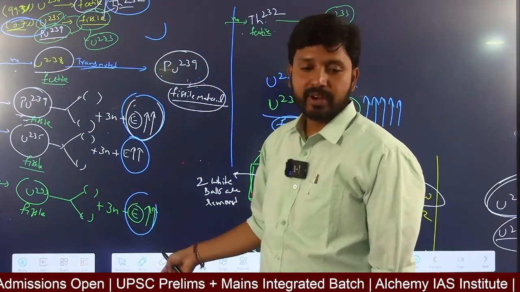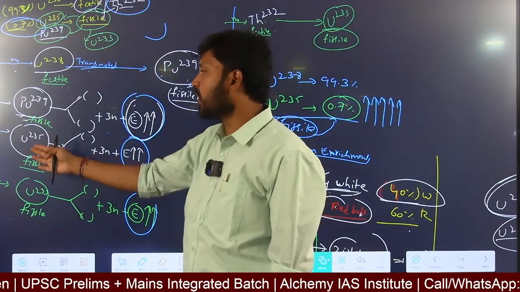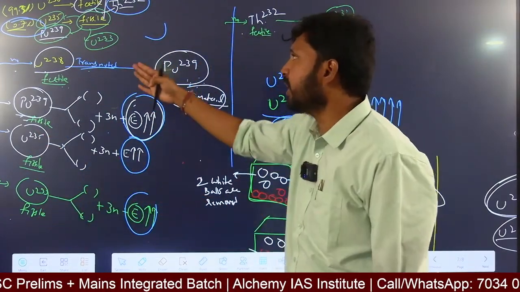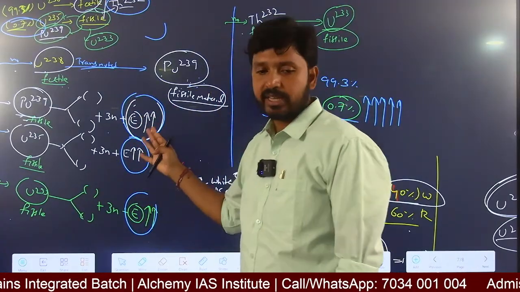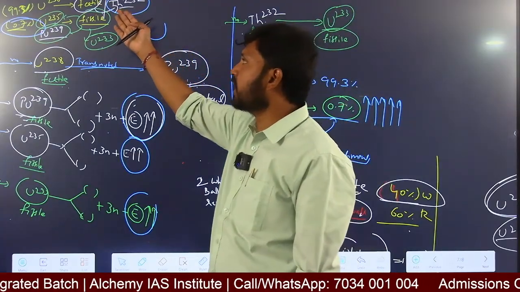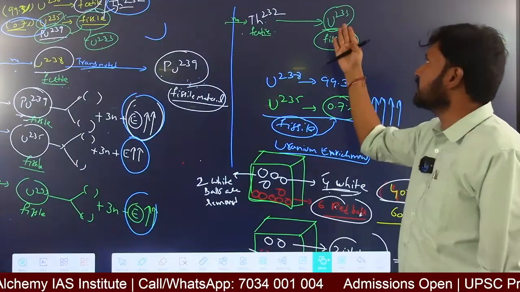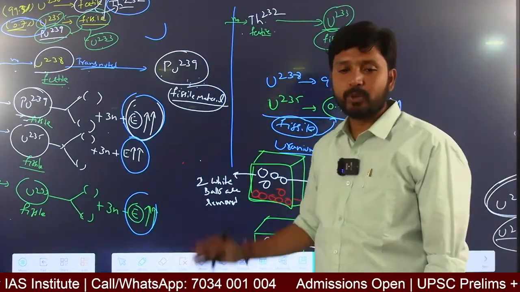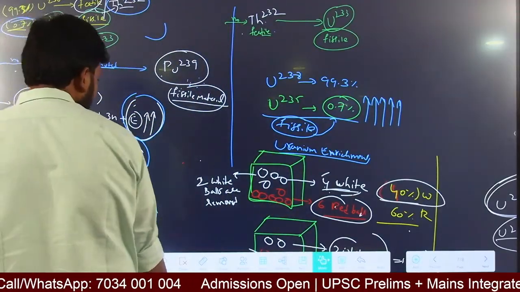I have even written some equations also. Whenever fissile material is bombarded with a neutron, it splits, and in that process neutrons are released and also energy is released. Whereas these fertile materials will be transmuted into another fissile material, that is uranium 233 or plutonium 239. These two are not naturally occurring, but are artificially made in laboratories.